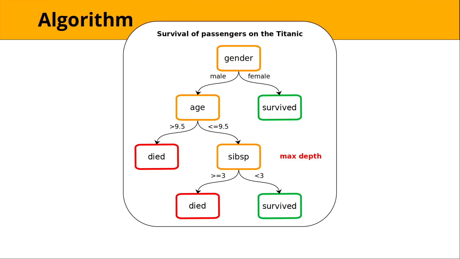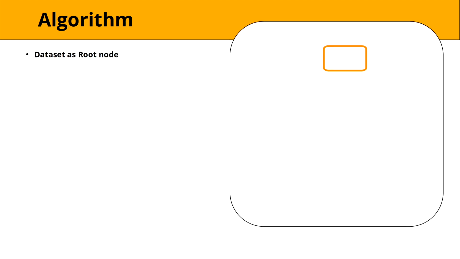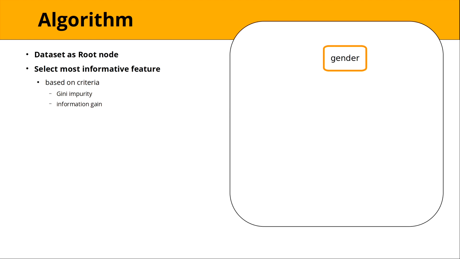The functioning of decision trees involves a step-by-step process of splitting the dataset based on selected features. This creates a tree-like structure that enables effective predictions. The algorithm can be summarized as follows. Start with the entire dataset as the root node of the decision tree. Select the most informative feature that best separates the data points. The feature selection is based on criteria such as Gini impurity or information gain, which measure the impurity or uncertainty within subsets of data.